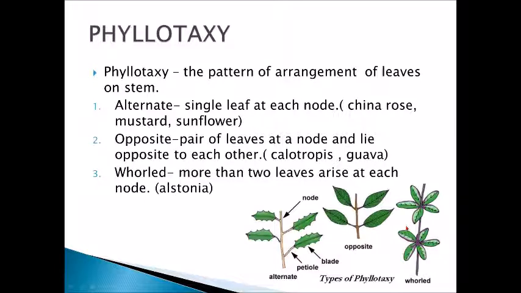Here you can see from a single node more than two leaves are arising. So here from this node 5 leaves are developed. From another node again 5 leaves are developed. This forms a whorl-like arrangement and that is why it is called as whorled type of arrangement. So the example is Alstonia.